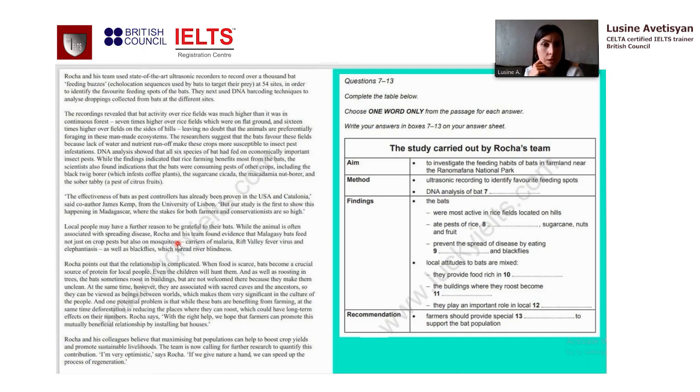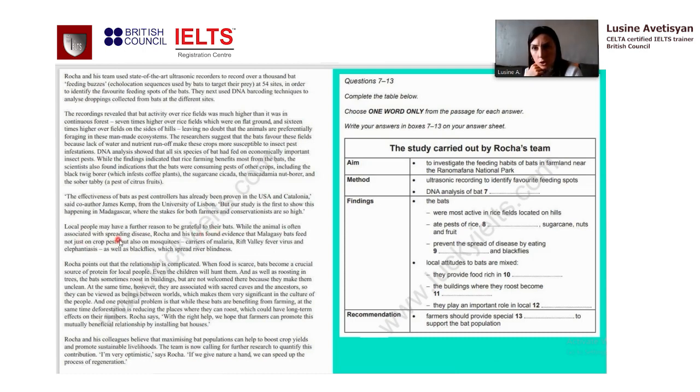Local attitudes to bats are mixed because they provide food rich in something. They provide food rich in what? Rich in what? First of all, what is this they? They refers back to the mentionings, to the words, sentences before preceding it. Local attitudes to bats are mixed. Bats provide food rich in what?